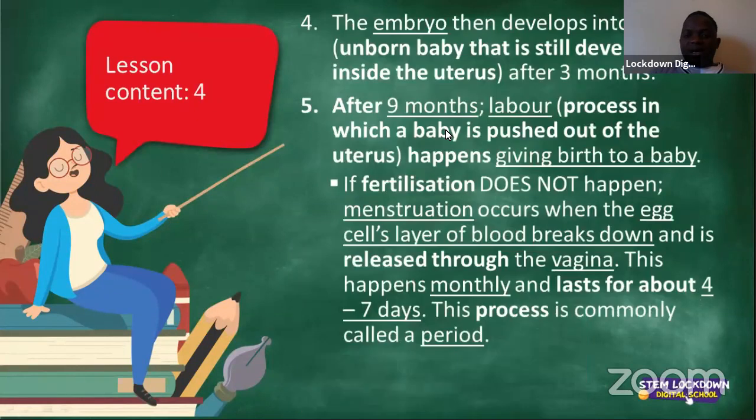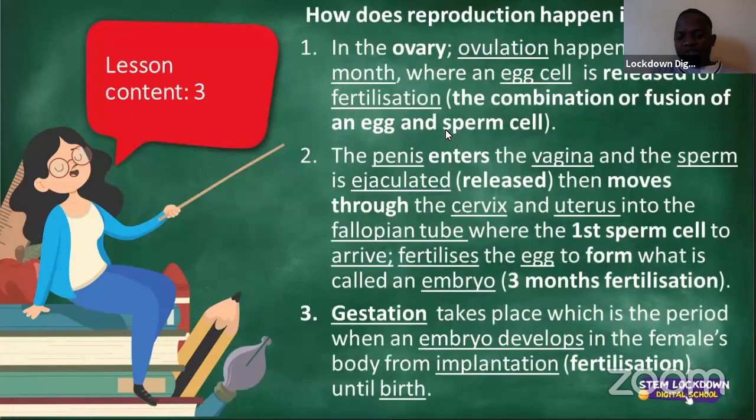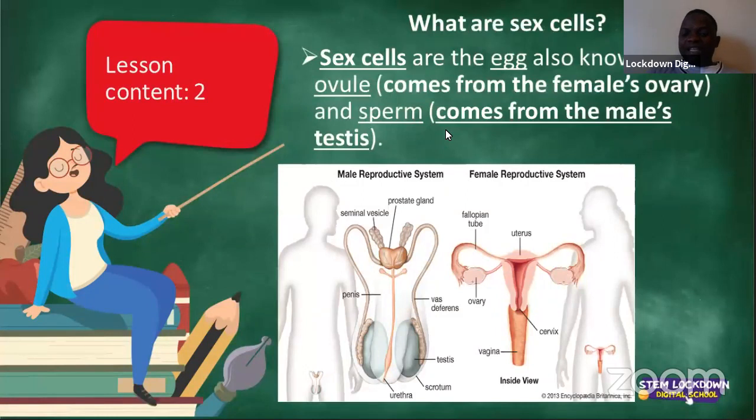All right. So number 4, the embryo then develops into what we call a fetus. Now, what is a fetus? A fetus is an unborn baby that is still developing. Where is it developing? In the uterus. I think maybe we should go back to the structure. You will see that on the right-hand side, on the structure that is labeled female reproductive structure, at the top there is the uterus. It is a hollow space that is found inside the female reproductive system, and that's where everything basically happens.